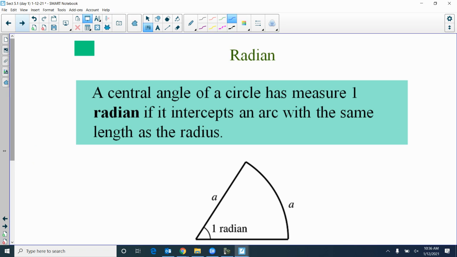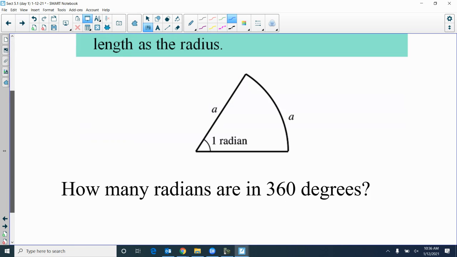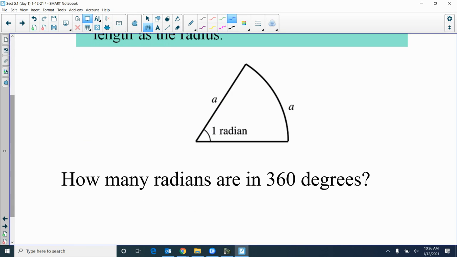And so this just describes what we just said. A central angle of a circle has a measure of 1 radian if it intercepts an arc with the same length as the radius. So that angle is 1 radian. How many radians are in 360 degrees? Does anybody remember? Eric. Was it 2 pi? It is 2 pi. Now why? Okay, now think about this.